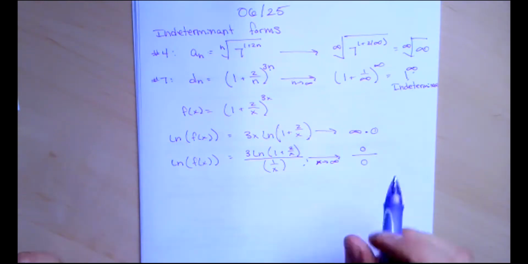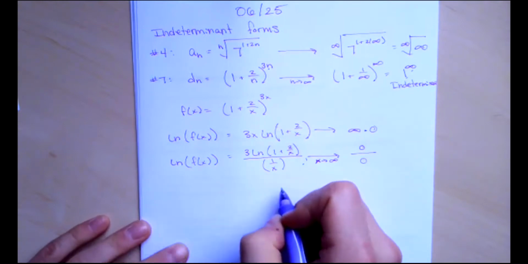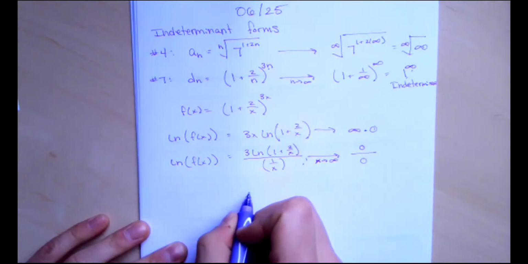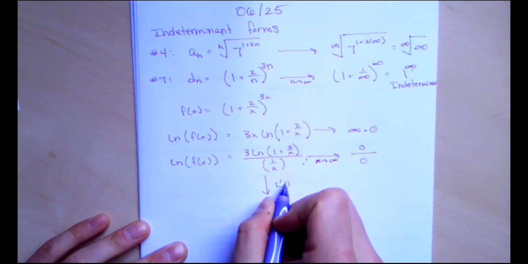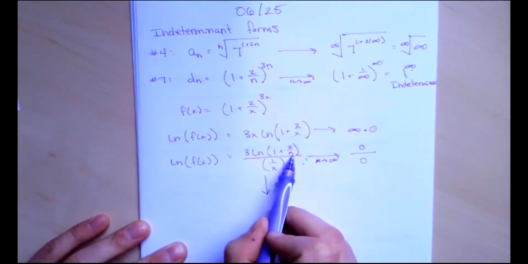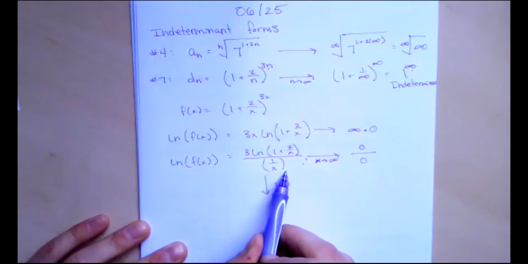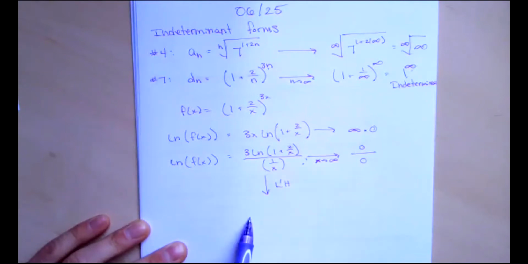So just to get you guys started on that, once we're here, now the next step, we can apply L'Hopital's rule. So now you can take a derivative of this numerator, take a derivative of the denominator, do some algebraic simplification, compute the limit again.